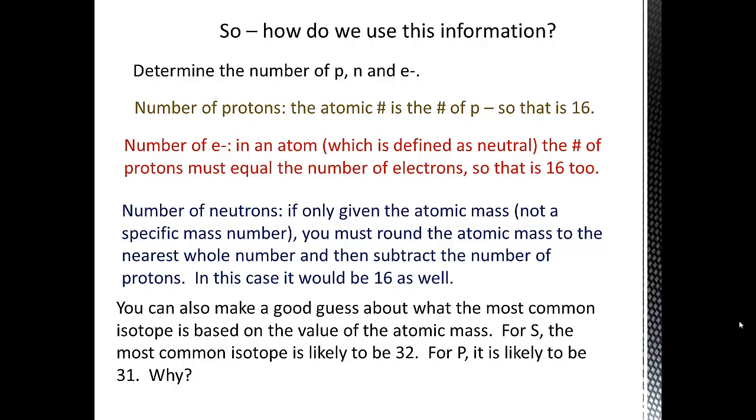You can also make a pretty good guess about what the most common isotope is based on the value for the atomic mass. For sulfur, it's most likely to be 32 because that's what it's closest to. For phosphorus, it would be most likely to be 31, and again, because that's what it would round to.